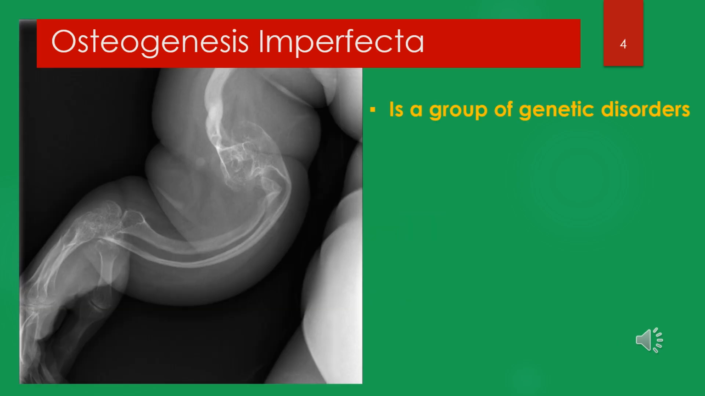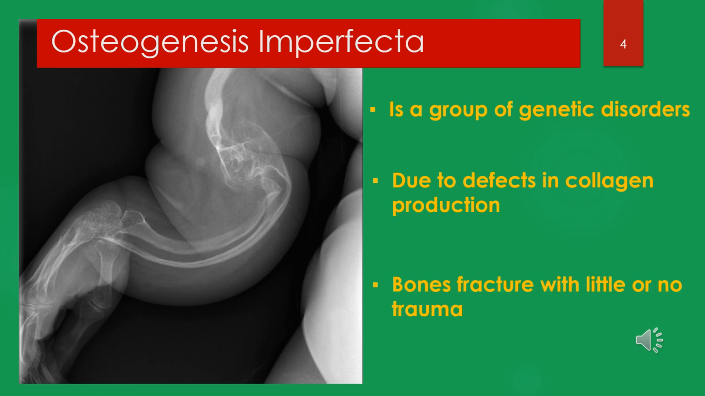Osteogenesis imperfecta. A group of genetic disorders in which bones are not formed properly due to defects in the production of collagen in the bone. The bones are very weak and brittle and fracture easily with little or no trauma. Often, multiple fractures may occur simultaneously. There is a wide range of how severe disorders in this group can be.